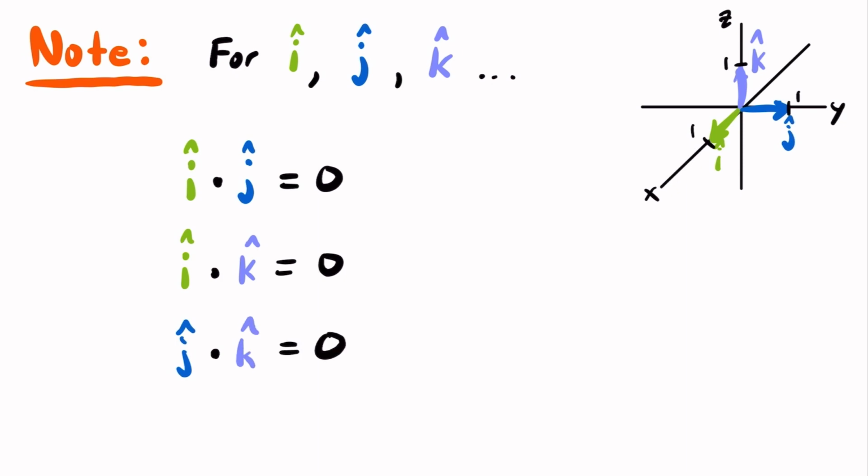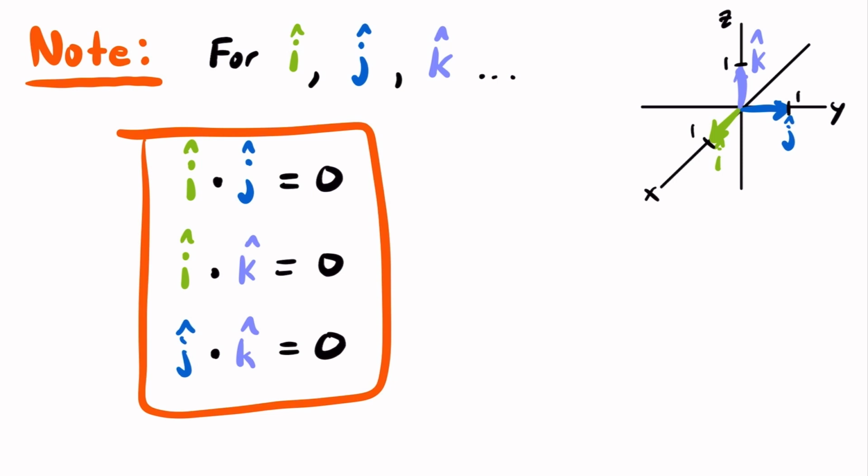We know that this is true because all three of these vectors are mutually orthogonal, or they're all perpendicular to each other. The phrase mutually orthogonal is just a fancy way to say that all three of these unit vectors are perpendicular to each other. And so because of that, the dot product of those vectors with each other will be 0. Maybe you want to make a note of that as well if you're taking notes.